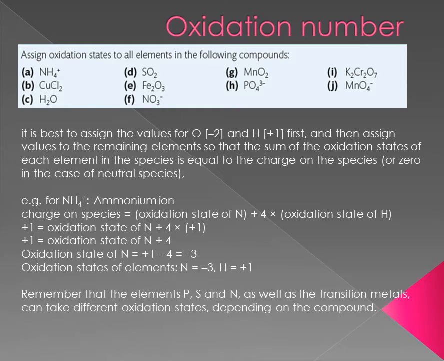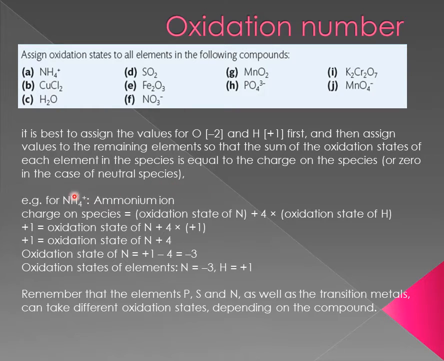So today we are going to talk about how to calculate the oxidation number for elements in each species. So these are a few examples. We need to solve these questions, but it is best to assign the values for oxygen as -2 and hydrogen as +1, and then assign values to the remaining elements, so that the sum of the oxidation states of each element in the species is equal to the charge on the species, or 0 in case of neutral species.